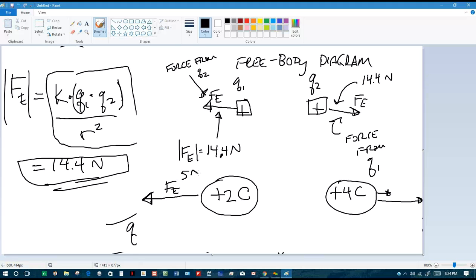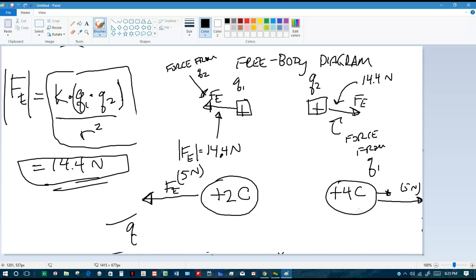So if this was 5 newtons of force, this one would also be 5 newtons of force. It doesn't depend on how much charge each of them has. Two objects in the universe will always pull or push on each other with equal forces but in opposite directions, no matter what.